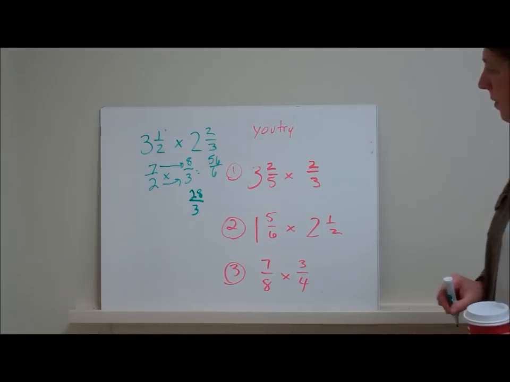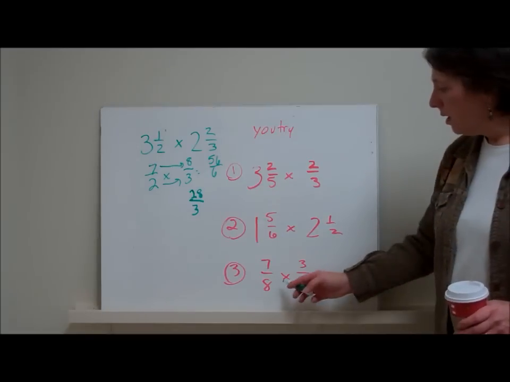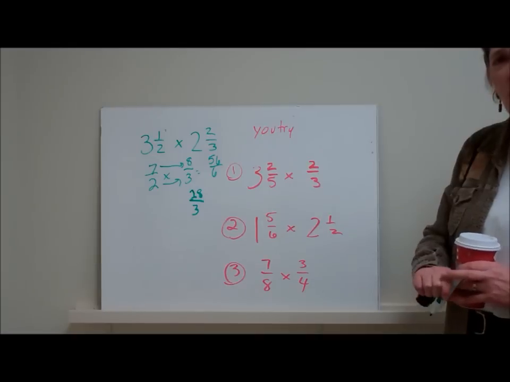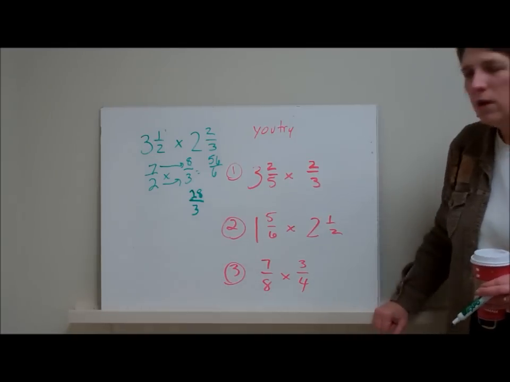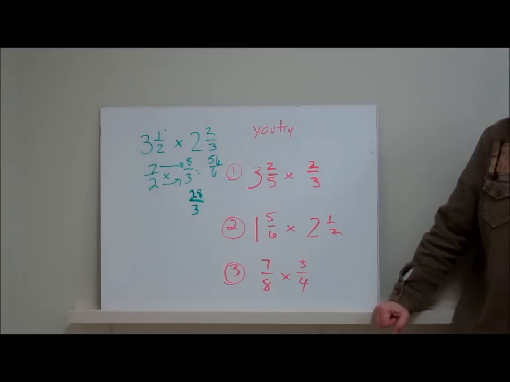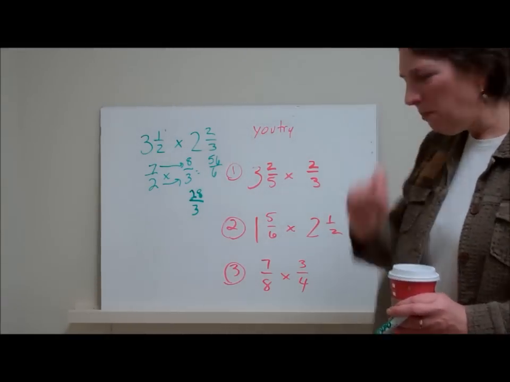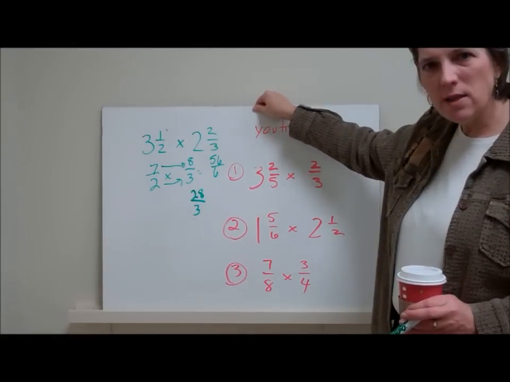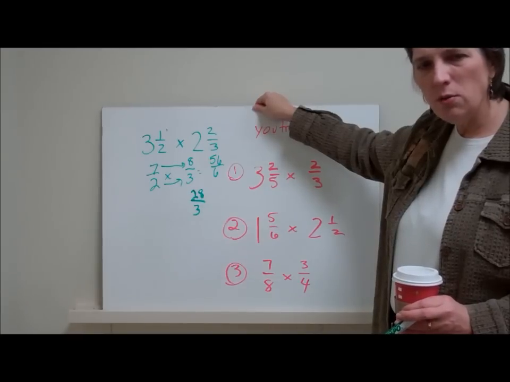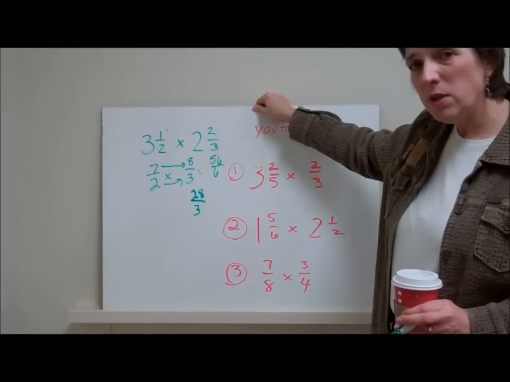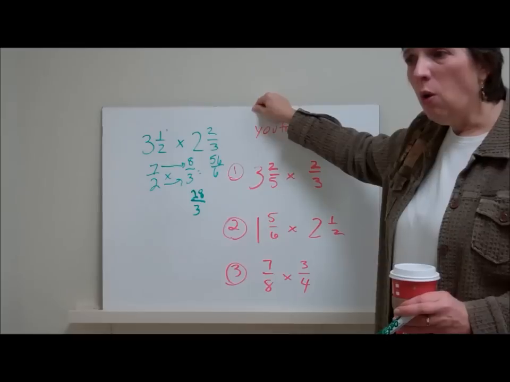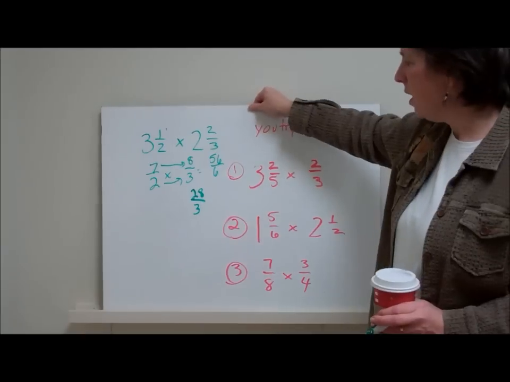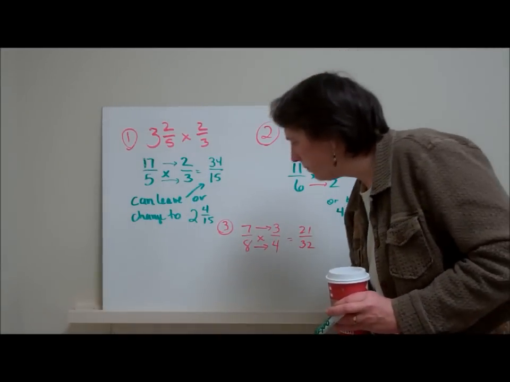Now I want you to stop the video and try these 3. See if you get these right. When you're done, start the video back and we'll check them. How'd you do? Welcome back. I hope you did great, because if you memorize the steps of just numerator times numerator over denominator times denominator and simplify, or if you have a mixed number, you change it into improper fractions and do the same thing. Let's see how you did.